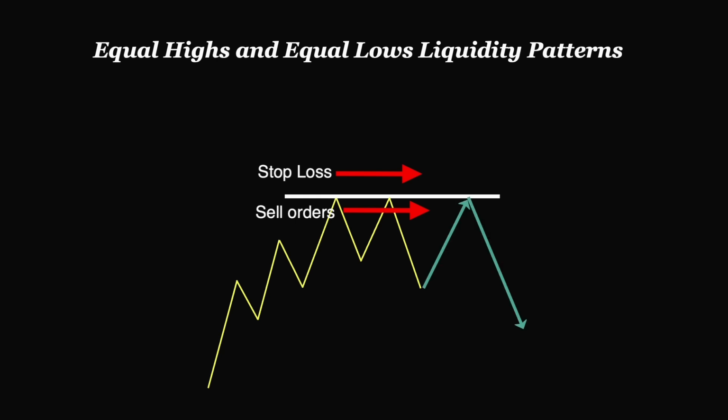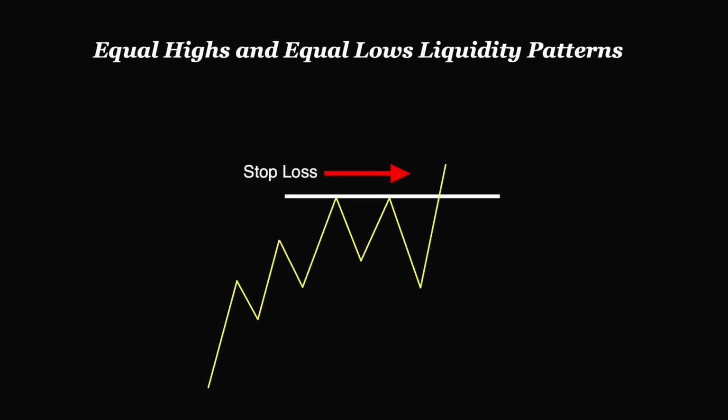Now let's take a moment to dive into the psychology behind equal highs. Why do these levels get so much attention, and how do market makers use them to their advantage? Let's break it down. Market makers and institutions know that retail traders place stop losses just above equal highs, viewing them as strong resistance levels. Smart money sees these levels as pools of liquidity and pushes the price slightly above them to trigger those stops, capturing the liquidity before reversing the market.